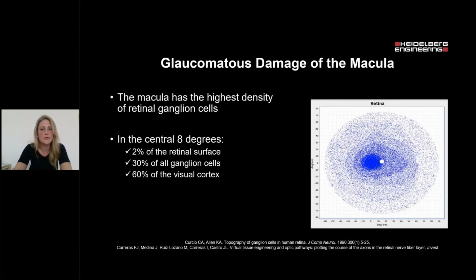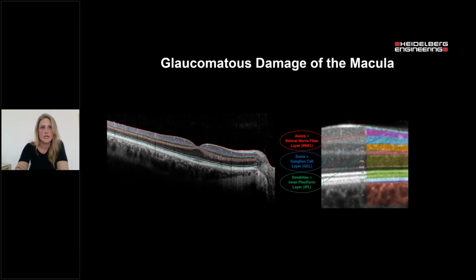But which regions of the macula are the most vulnerable to glaucomatous damage? Just remember, the macula has the highest density of retinal ganglion cells, in the central 8 degrees, has less than 2% of the retinal surface, over 30% of all ganglion cells, and 60% of the visual cortex. This is a current segmentation of the retinal layers with histological correspondence that allows us the measurements of the layers of particular interest for the study of glaucomatous damage of the macula.